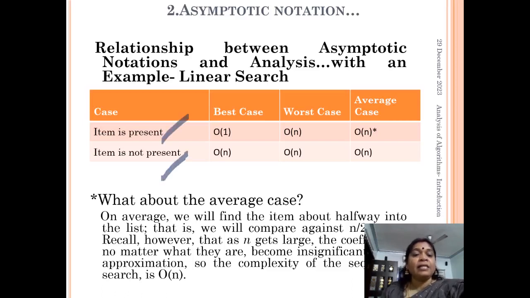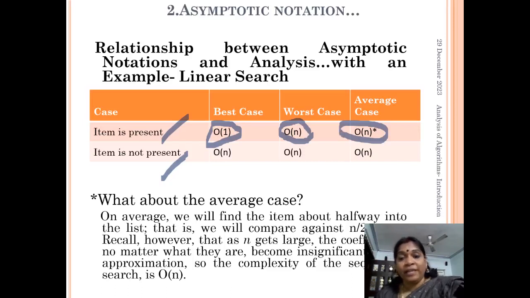Consider the first case, item is present. In the best case analysis, we will get big O of 1 as the time complexity, and worst case analysis will give big O of n as the time complexity. In the average case, we'll get big O of n as the time complexity. Why is this big O of n? Again, it is the average of two levels, 1 and n, which is (1 plus n) by 2. We have to ignore the constant as well as the denominator value, so we again get O of n as the time complexity.